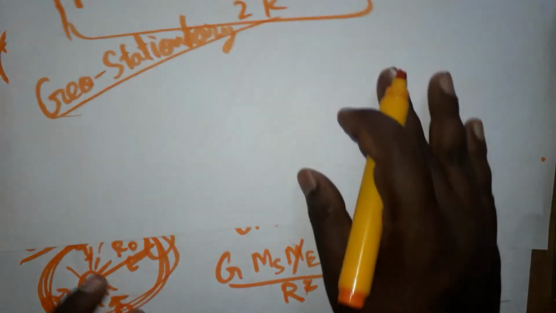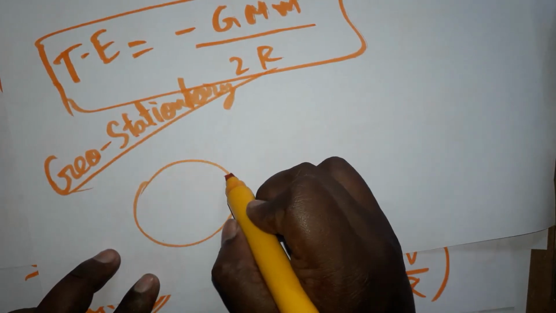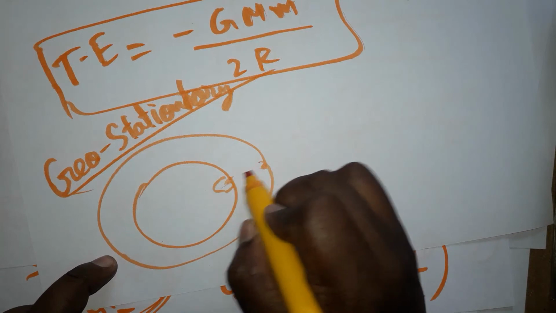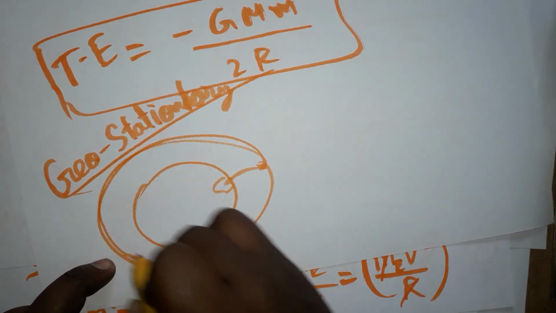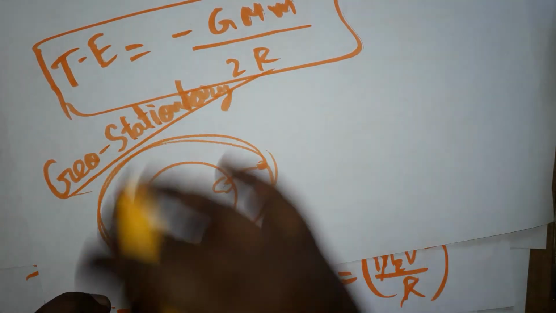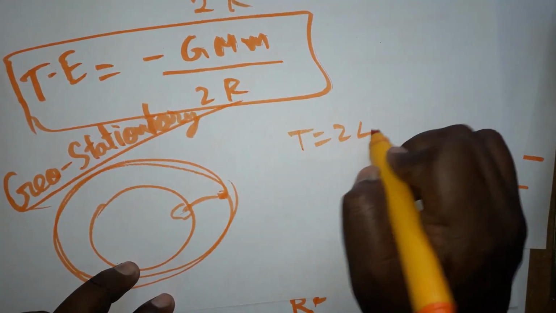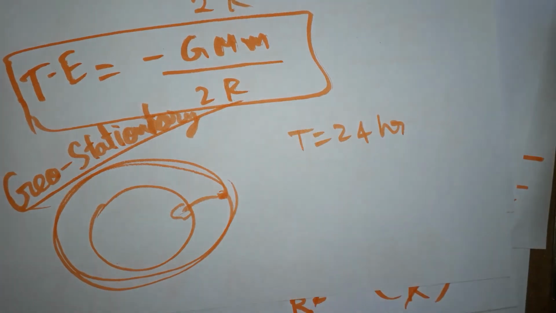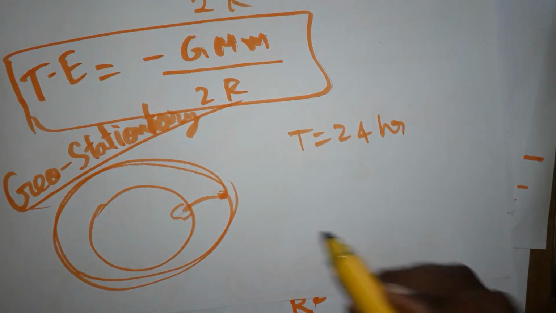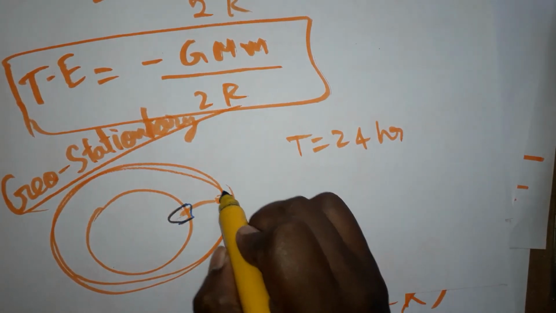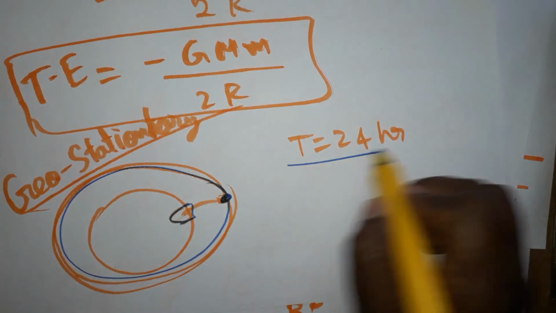Okay, geostationary satellite. The satellite which is stationary will be revolving around us. If it is an India satellite, the time taken for one complete revolution is 24 hours. It will be stationary relative to our earth surface, so it is called a geostationary satellite. It will be stationary above our surface. The time period for this one is 24 hours.